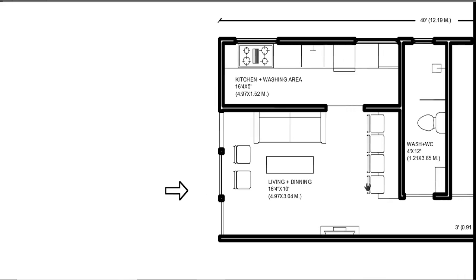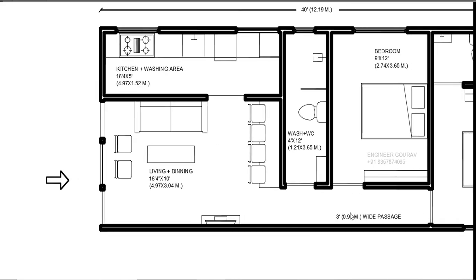If we go on the right side, we have a common use washroom plus water closet. You can see here the wash basin, water closet and the shower area, and we have a ventilator for ventilation of this washroom. And on the right side we have a 3 feet wide passage here.